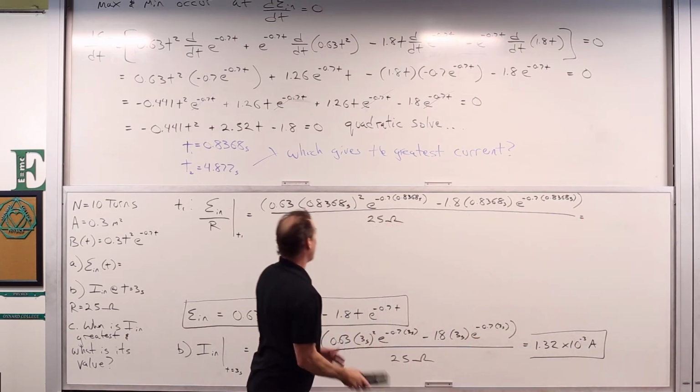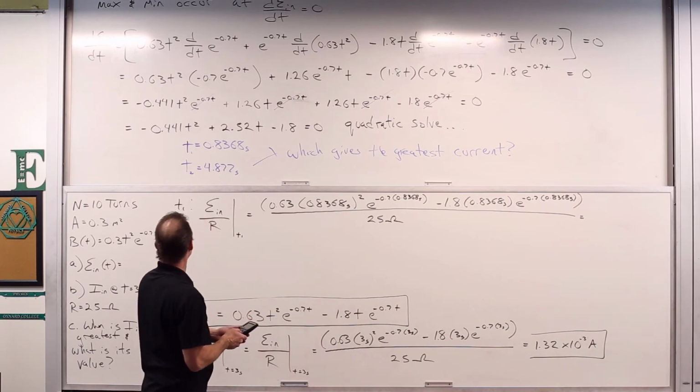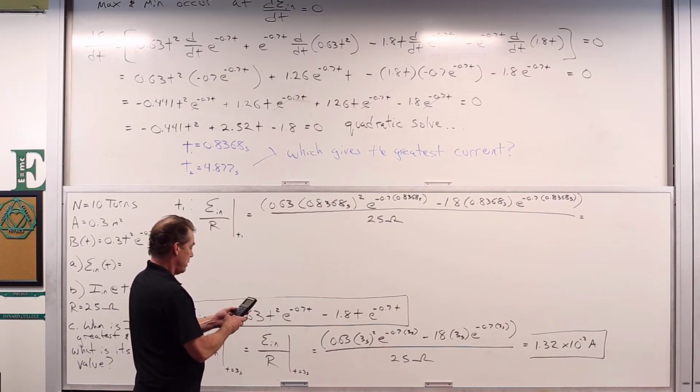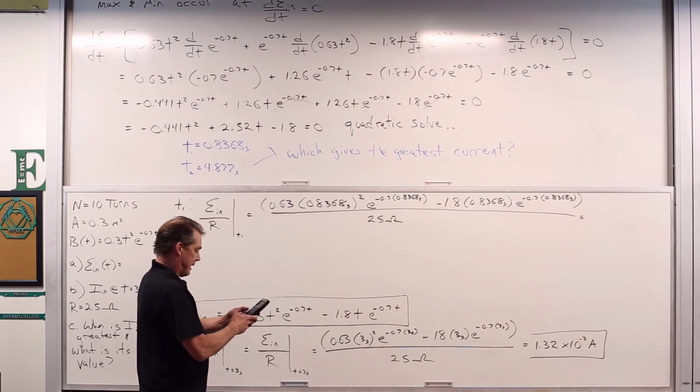So let's see what this turns out to be, shall we? All right, let's do it. To make this easy on me, we've got ourselves 0.63 times 0.8368 squared times 2.7 times 0.8368.